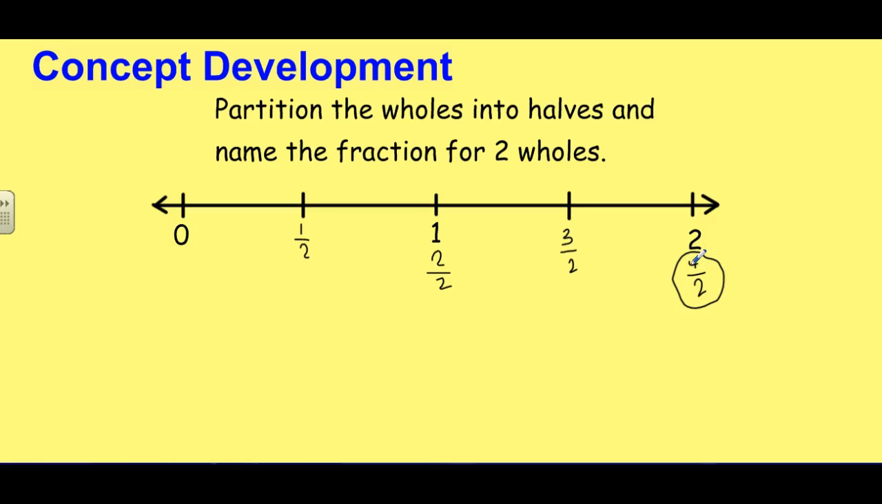And once again, if you were to divide 4 by 2, you would see that 4 divided by 2 is equal to 2. So yes, we can see that that is equal to 2 wholes.